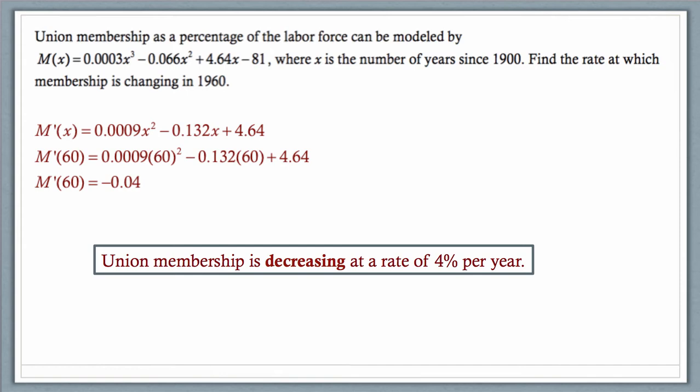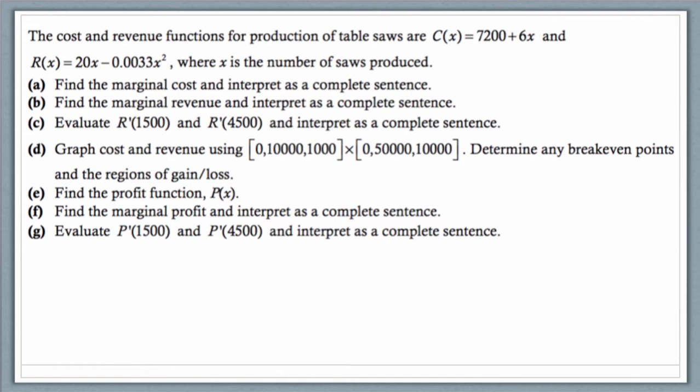Another application of using the derivative is when we look at marginal analysis. So the cost and revenue functions for production of table saws are given below, where x is the number of saws that are produced. We want to find the marginal cost and the marginal revenue and interpret them. Evaluate values of the marginal revenue and interpret. Look for any break-even points and look at the regions of gain and loss. And then we're going to look at the profit, marginal profit, and again, interpreting the marginal profit for certain numbers of table saws.